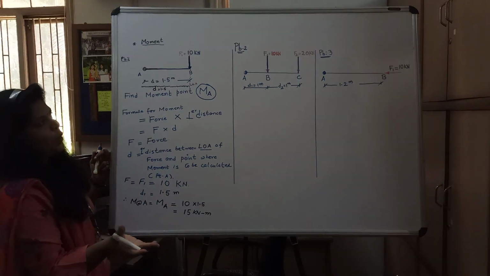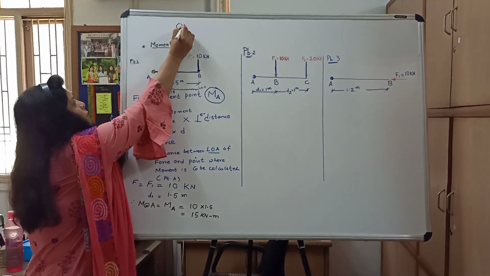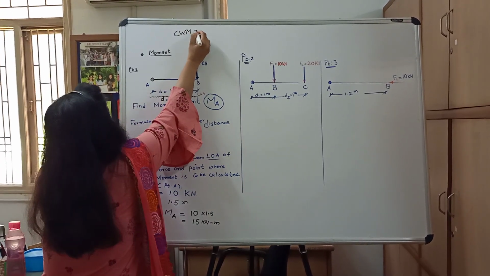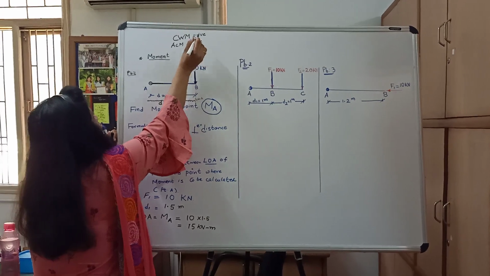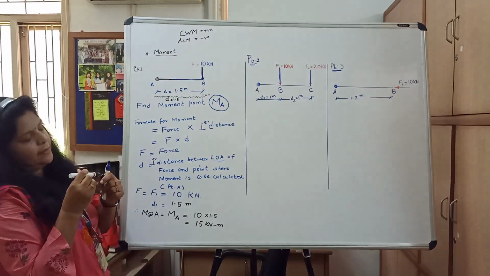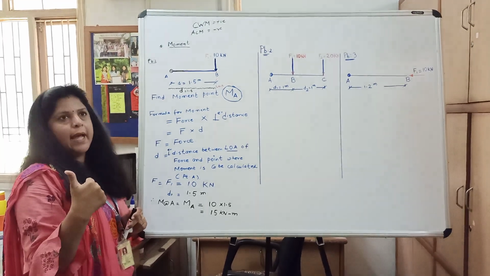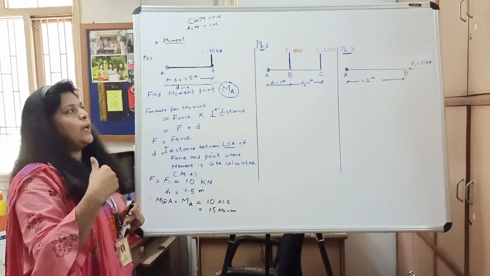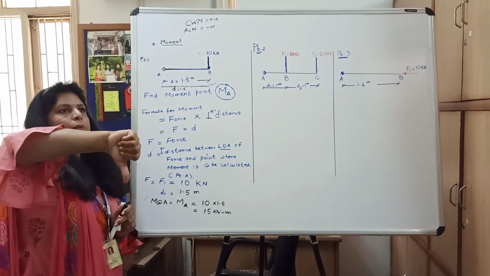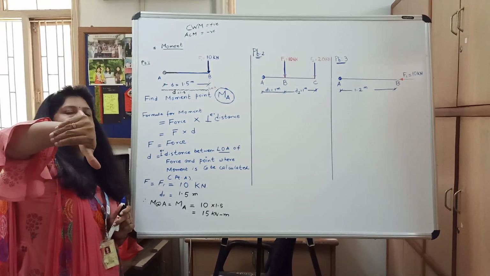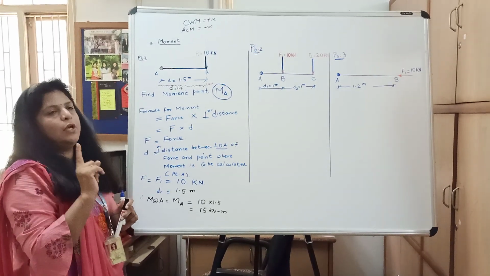Now, whether it is clockwise or anti-clockwise. As I already mentioned, clockwise moment we will consider as positive and anti-clockwise moment we will consider as negative. Now how to find out clockwise or anti-clockwise? First is the right hand thumb rule. What does the right hand thumb rule say? The right hand thumb will show the force and the fingers will show the direction. In this case, force is acting in the downward direction, so my right hand thumb will show the downward direction. And my fingers are showing a clockwise direction. So the moment at A is a clockwise moment.